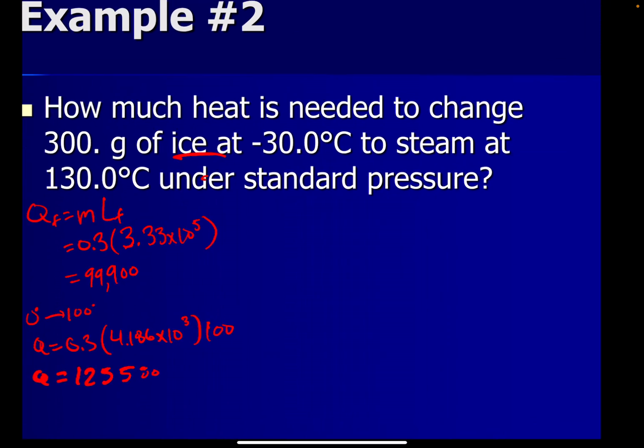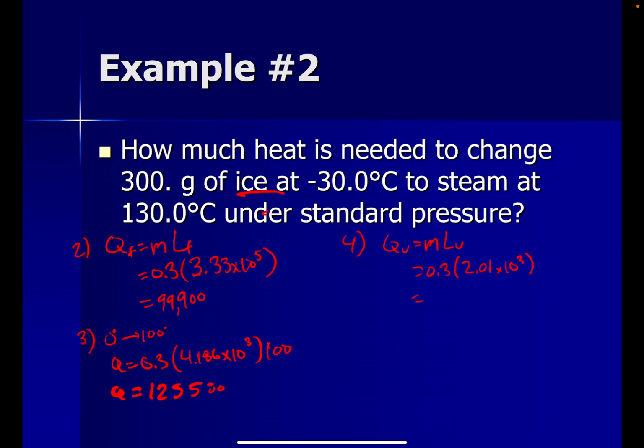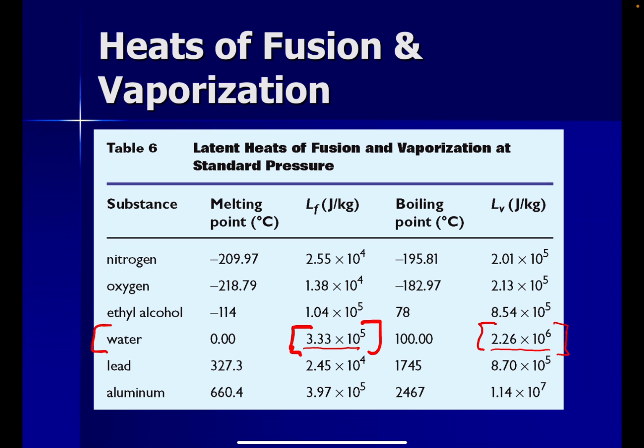Okay. Step 4 is now we got to go from water to steam. So we need the Q of vaporization, which is equal to the mass times the L of vaporization. So 0.3 times, what is it, 2.01 times 10 to the 3rd, which is equal to, let me do that real quick, 0.3 times 2.01 times 1,000. Let me make sure we have that number right. That seems small, but it could be correct. No, I have my number wrong, don't I?